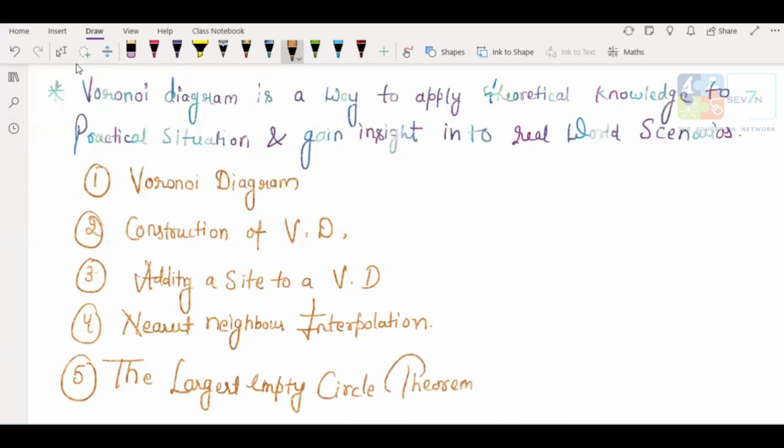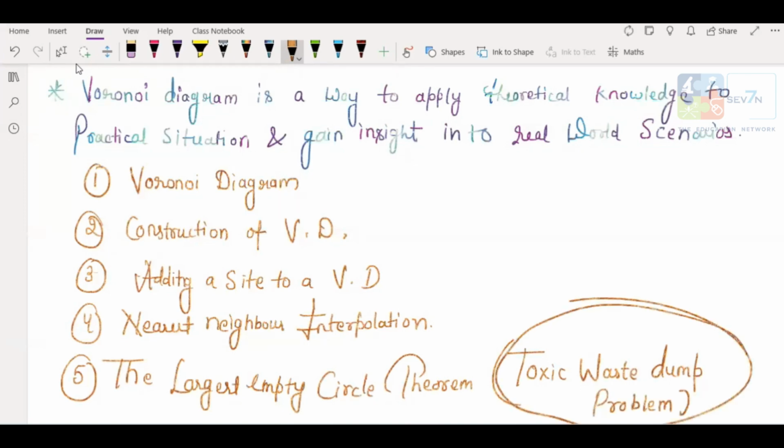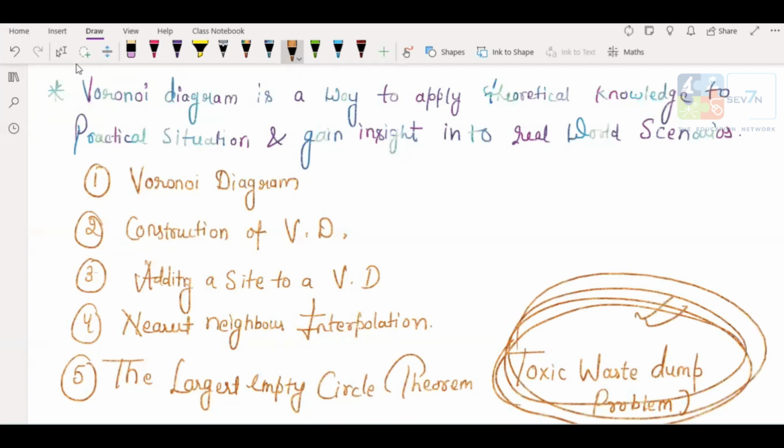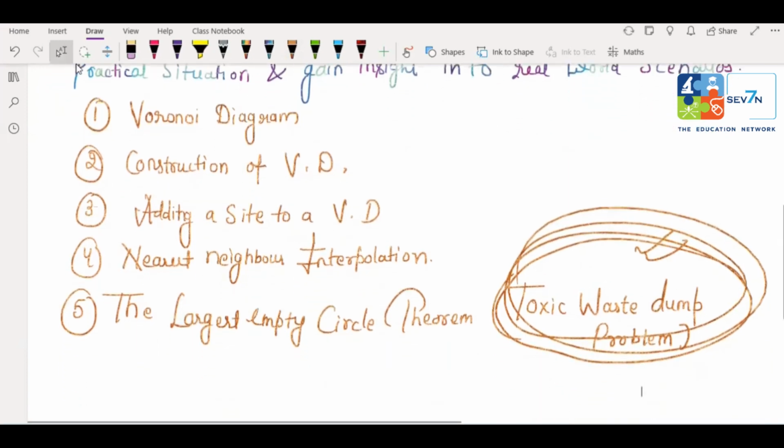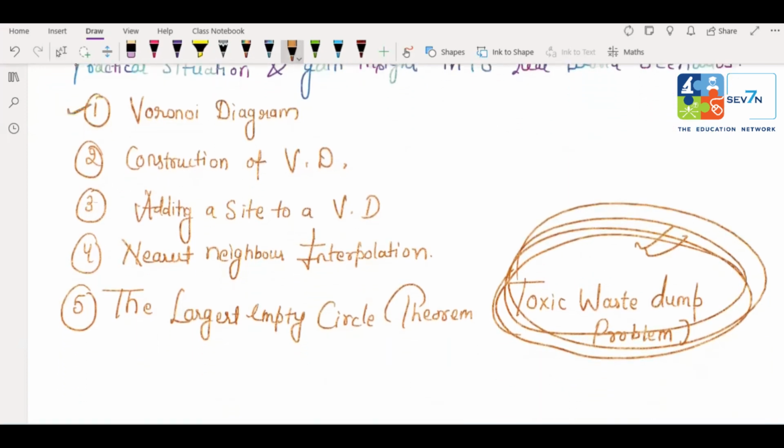And the toxic waste dump problem. This topic is related to this practical problem, this application, this real world scenario, and that scenario is known as the toxic waste dump problem. So I'm going to start with the first topic, and that will be the Voronoi diagram. Clear?